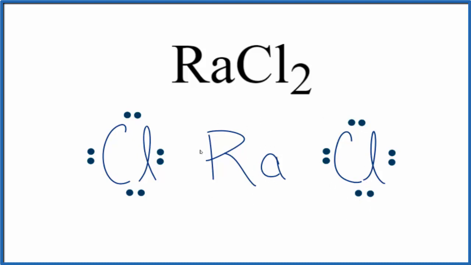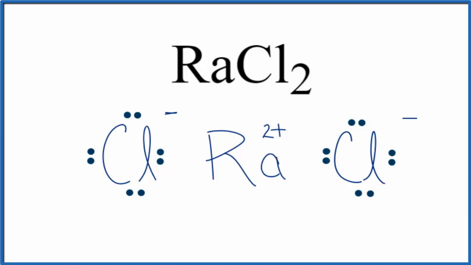And the radium has a full shell underneath, although we don't draw that. The chlorine here has gained an electron. Since electrons are negative, it'll have a 1- charge. Same here, 1-. The radium lost 2 electrons, so because of that, it'll have a 2+ ionic charge. The positive radium here will attract the negative chlorines, forming an ionic bond.